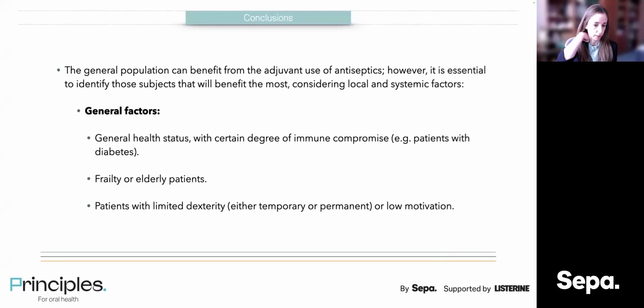For example, those cases in which the general health status of the patient is delicate, especially if there is a certain degree of immune compromise or a systemic condition that can be related to periodontal condition, as for example, diabetes, or cases of frailty or elderly patients or patients with limited dexterity, whether temporary or permanent, or low levels of motivation. As it was mentioned in the first step of periodontal therapy, one of our goals is to motivate our patients in an attempt to improve their engagement, and the reduction in plaque and inflammation might work in this direction.